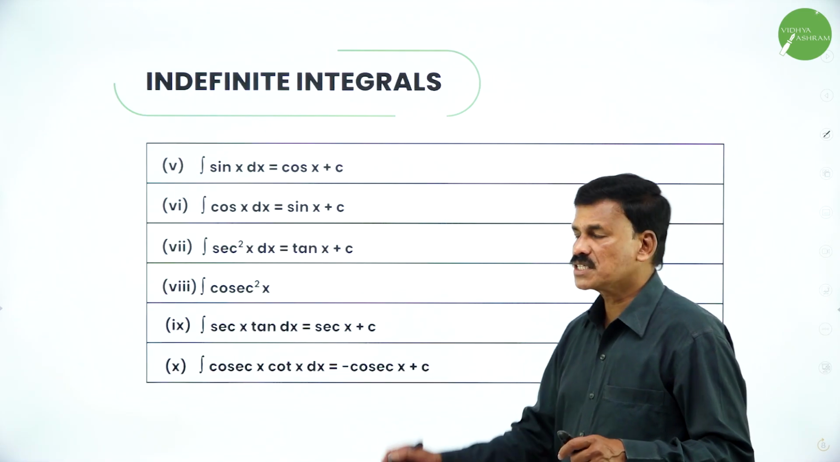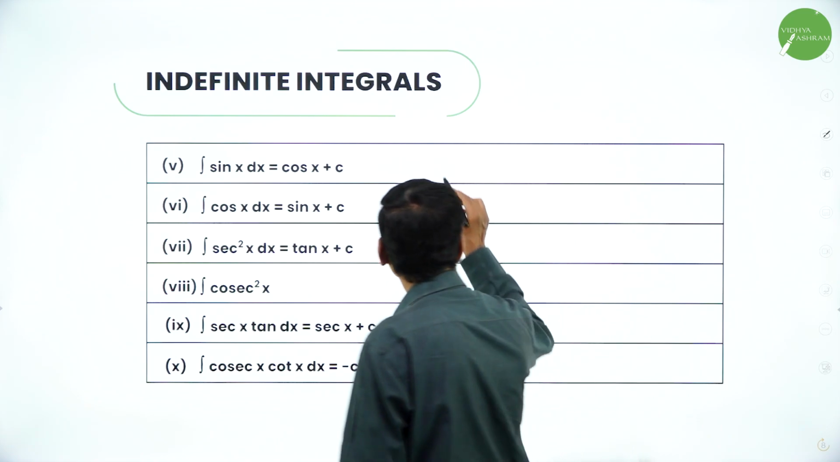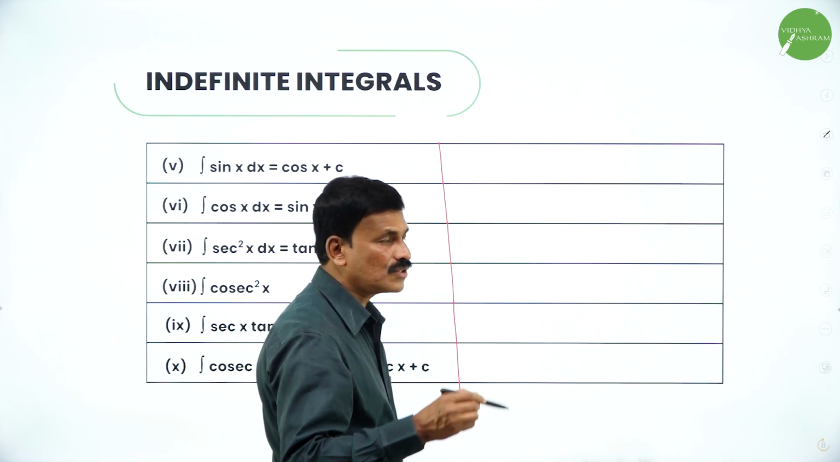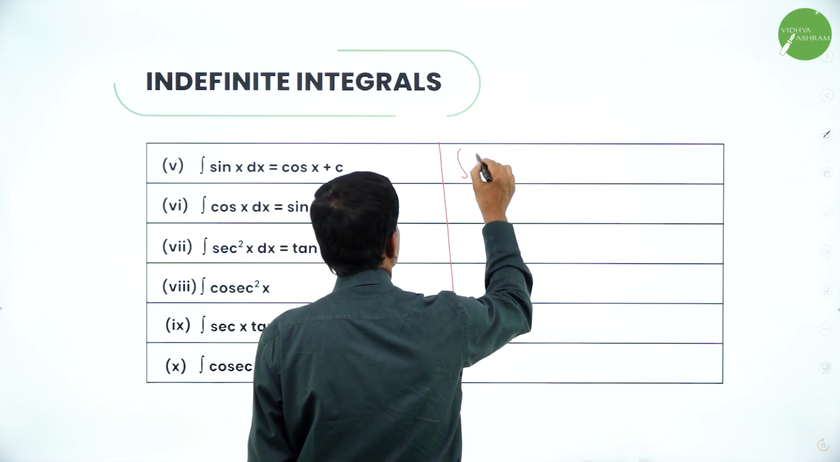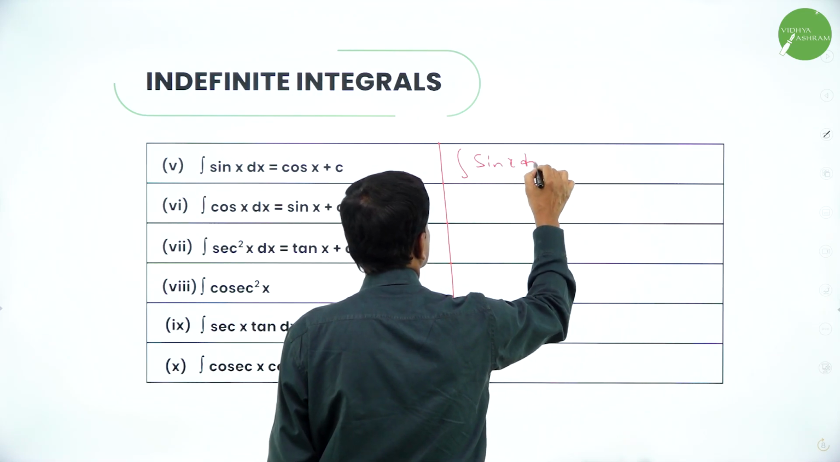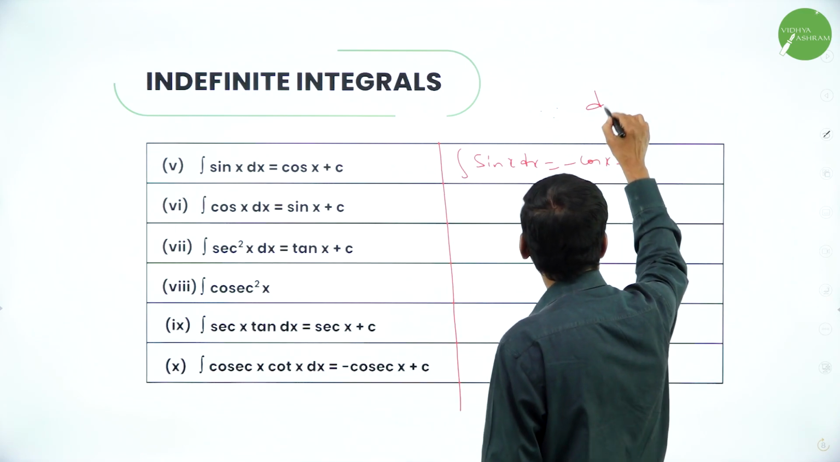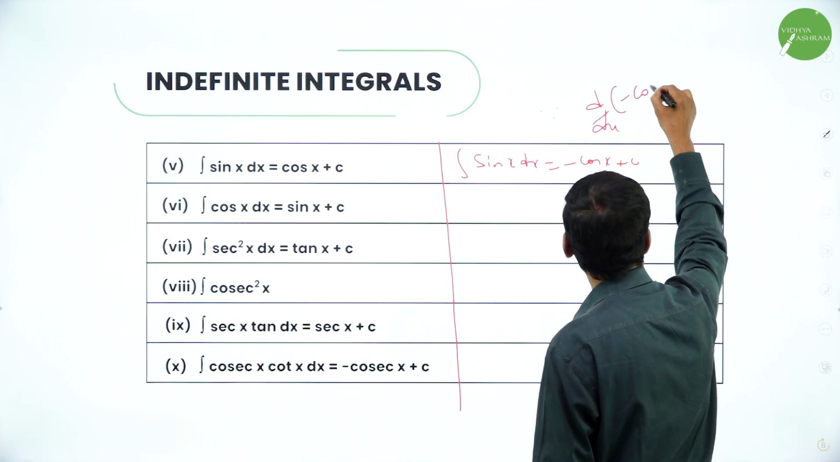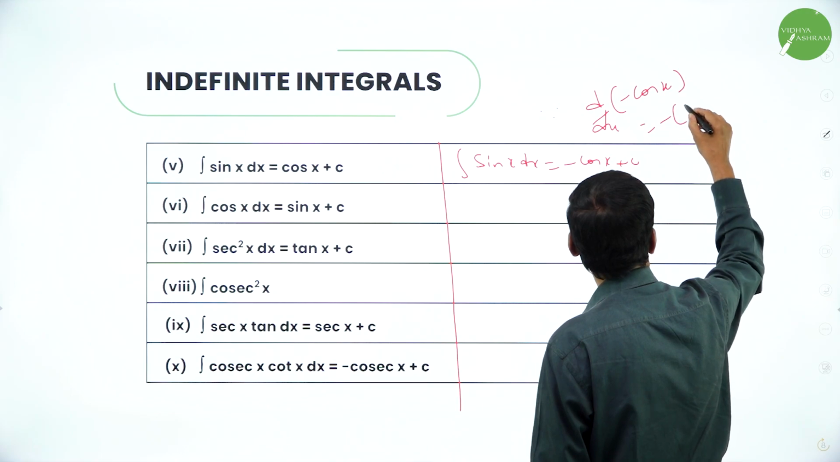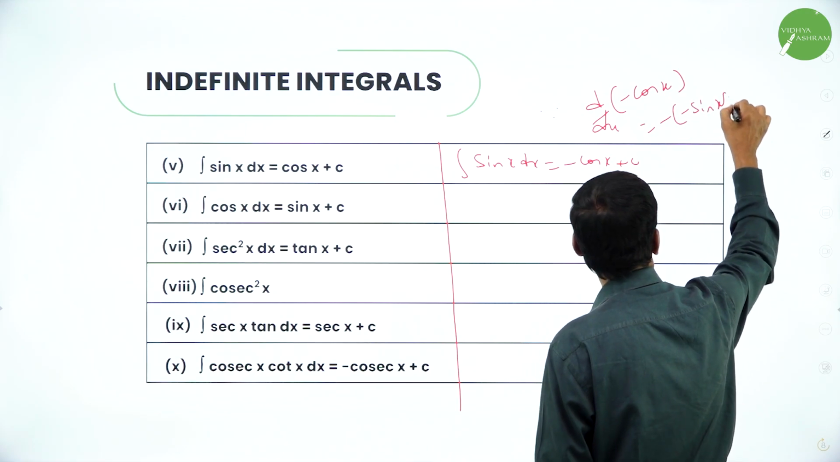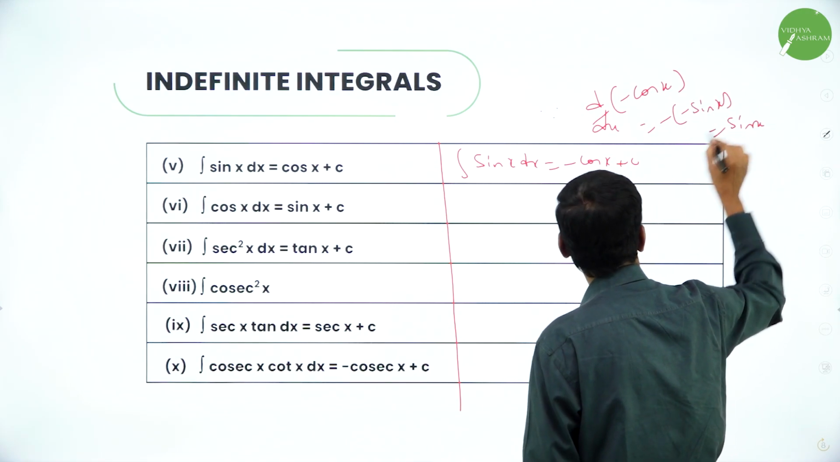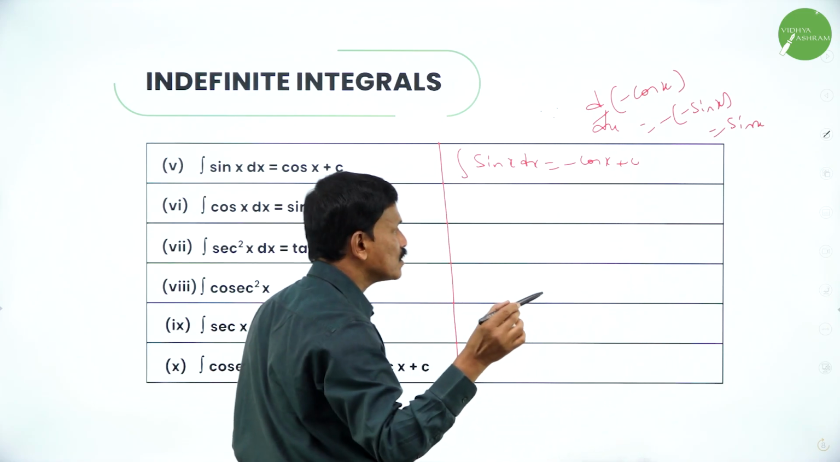Now let us discuss the integrals of some trigonometric functions. Let me write. The integral of sin x dx is equal to minus cos x plus c, because what is d by dx of minus cos x? The minus stays out, the differentiation of cos x is minus sin x, and minus into minus becomes plus sin x. So the integration of sin x is minus cos x.